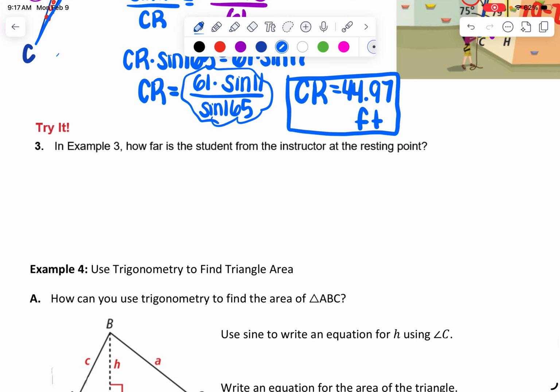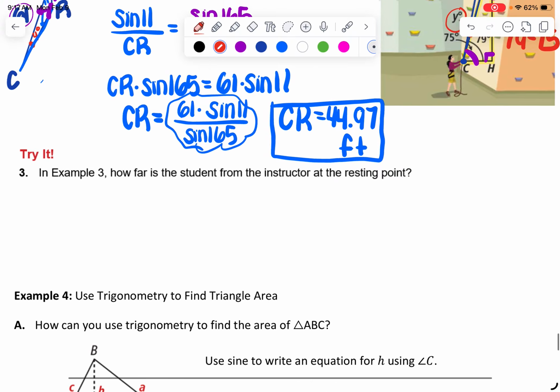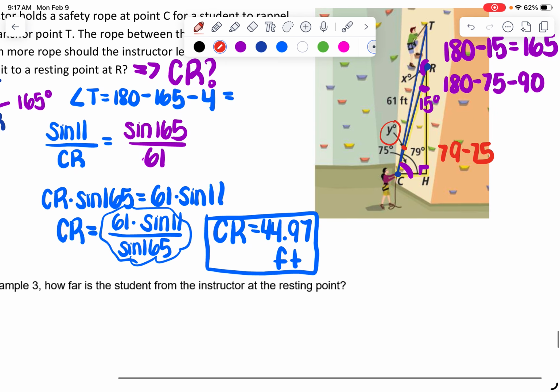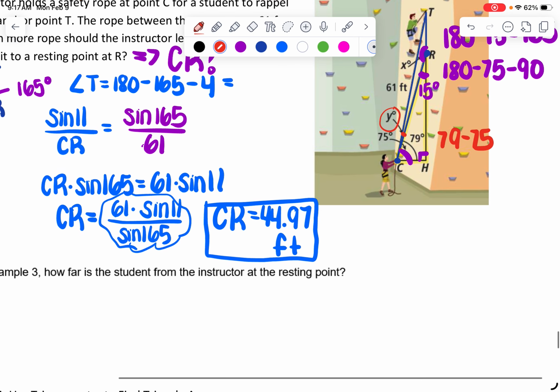Cool. So let's look at this one. It says, in example 3, how far is the student from the instructor at the resting point? Okay, so what we're trying to figure out is essentially this. If you're trying to figure out how far the student is from the instructor at the resting point, the instructor's all the way at the bottom. So he's at H, okay?